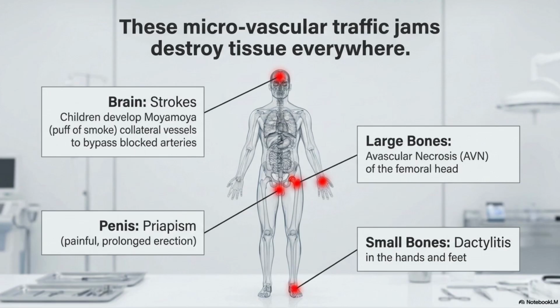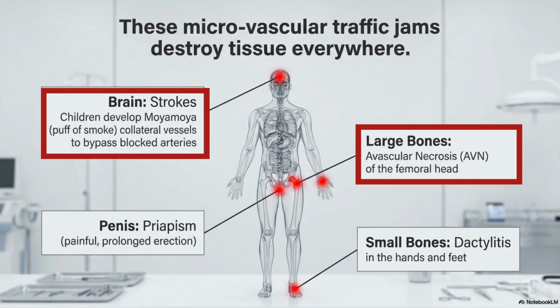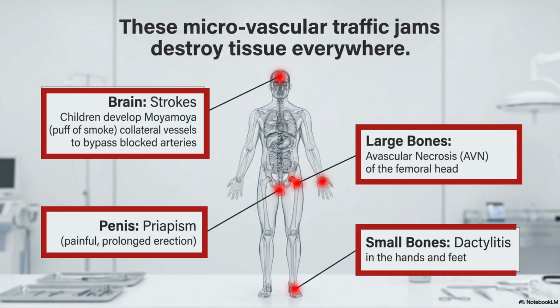These microvascular traffic jams destroy tissue everywhere. Look at the targets. In the brain, it causes strokes. Children often develop moyamoya, or puff of smoke, collateral vessels to bypass the blocked arteries. In the large bones, it causes avascular necrosis, or AVN, classically of the femoral head. In the penis, it causes priapism, a painful prolonged erection. And in the small bones, it causes the dactylitis in the hands and feet we saw in our 2-year-old patient.